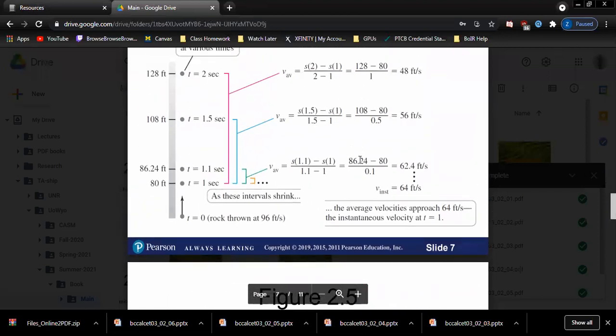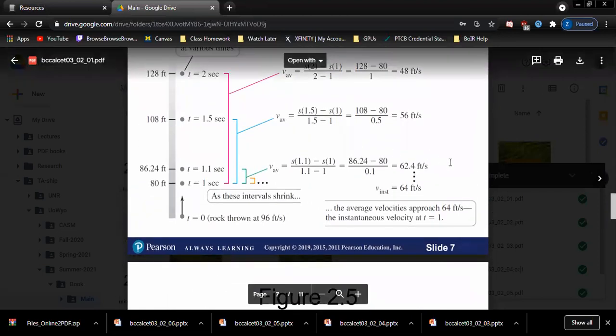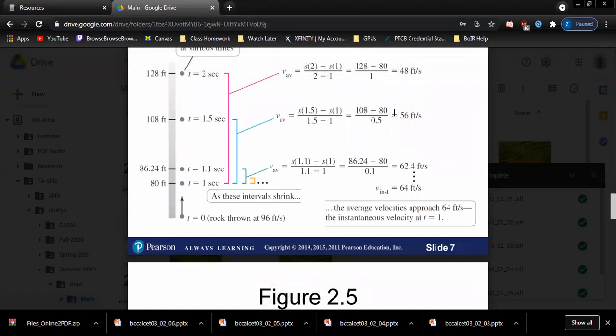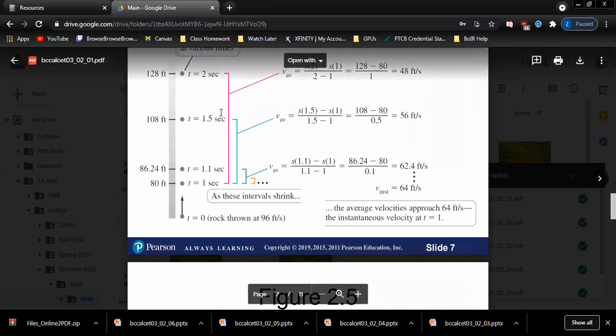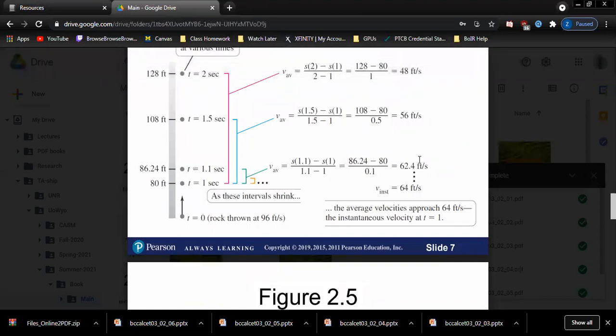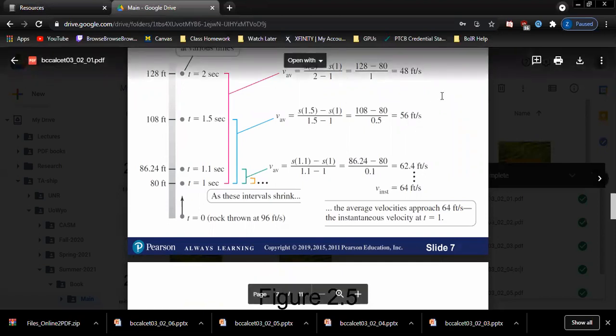Okay, so now the ratio will be 62.4. Again, it got better. We had 56 for 1.5. Now we have 62.4. You can see that our estimation is clearly getting better as we are decreasing the difference. So the intervals are shrinking and we are getting a better result. Okay, now how does it help?